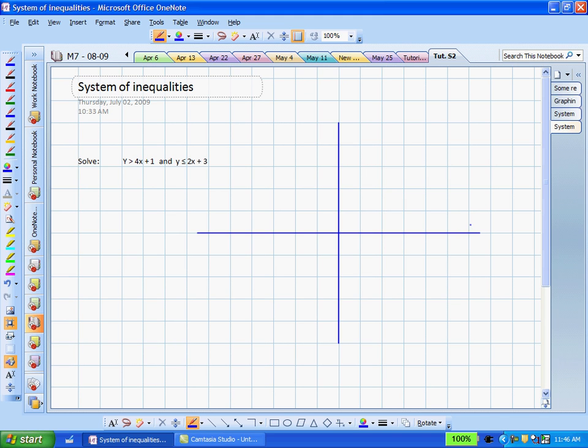So for graphing the first, you'll pull out a point at 1, and then up 4 and over 1. Up 4, 1, 2, 3, 4, and over 1. If I can only go up 2, I'd have to go over a half. If I go down 1, 2, 3, 4, I'd have to go to the left. Okay, so there it is, and it's a strict inequality.